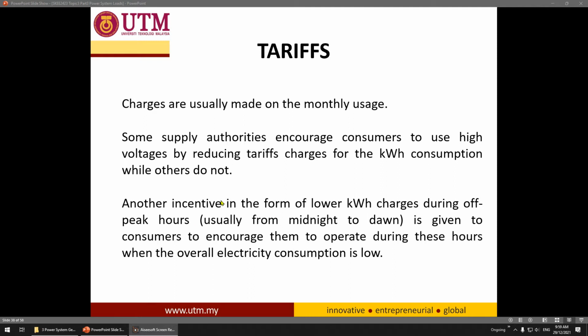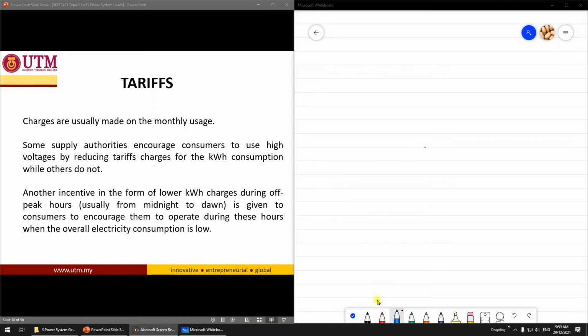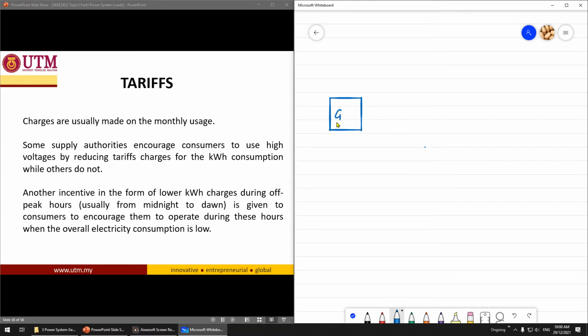This one is just an incentive. Let me show you what it means. Let us look at the first point. You have a generation, and it goes to the TX, the transformer, usually we call it TX. This one maybe is 11 kV, depending on the generation. Maybe this one supplies 132 kV or 275 kV, or 500 kV, depending. And then it goes to the TX, the transformer.